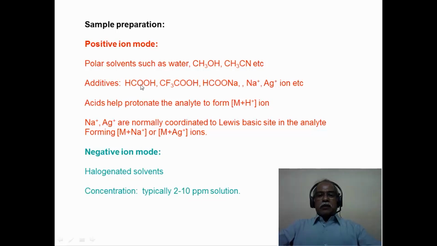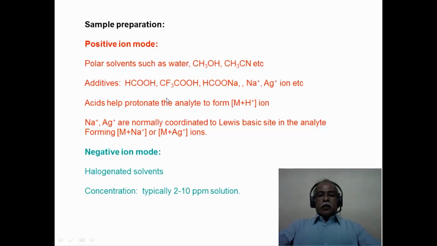Essentially, the proton sources are added to protonate the analyte substrate to get the protonated form of the ions, or the sodium salts are added essentially to form an M plus sodium ion or M plus potassium ion, as the case may be, in order to bring the analyte into the charged form of some kind.